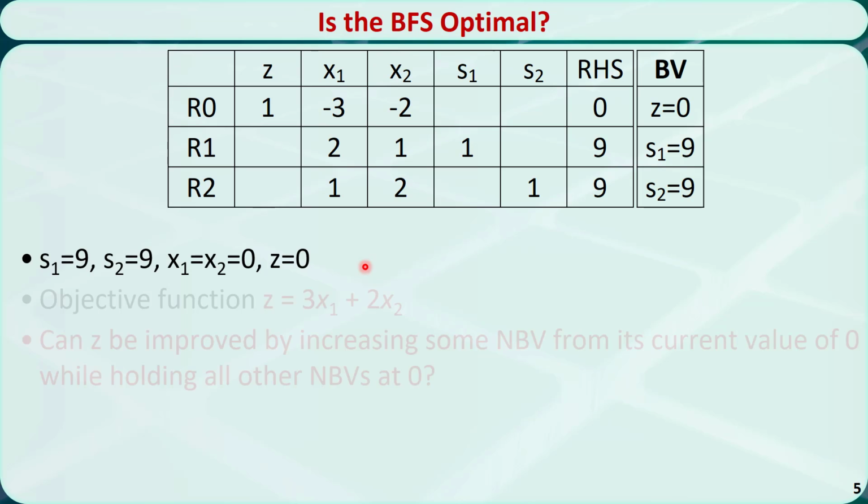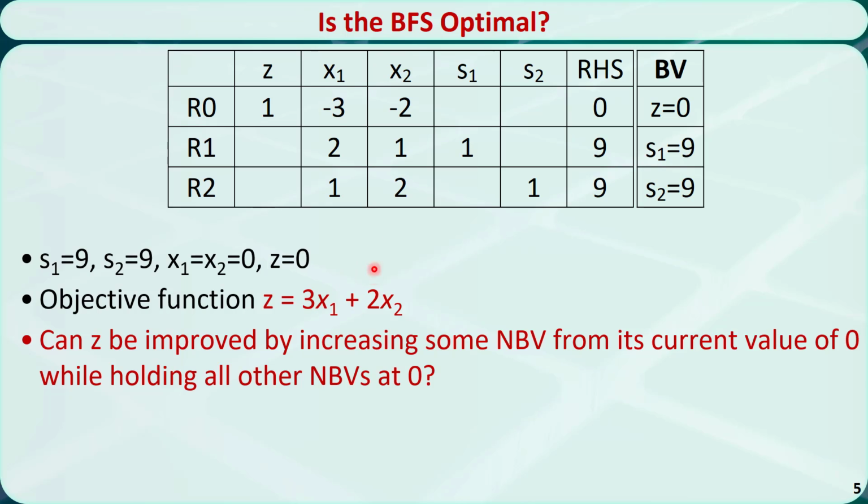Here is a question. Can the objective function z, which is equal to 3 times x1 plus 2 times x2, be improved by increasing some non-basic variable from its current value of 0 while holding all other non-basic variables at 0? Right now, the two non-basic variables are x1 and x2. They're both 0. If we increase x1 from 0 to 1, the z value will increase from 0 to 3. If we increase x2 from 0 to 1, the z value will increase from 0 to 2. So increasing either non-basic variable will increase z. The current basic feasible solution is not optimal yet.